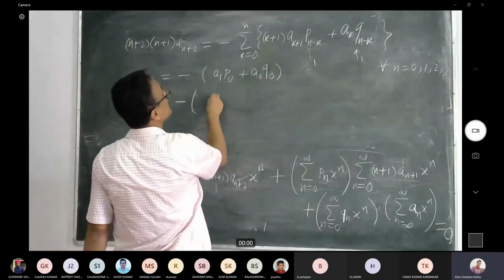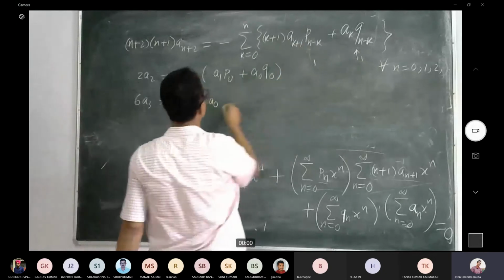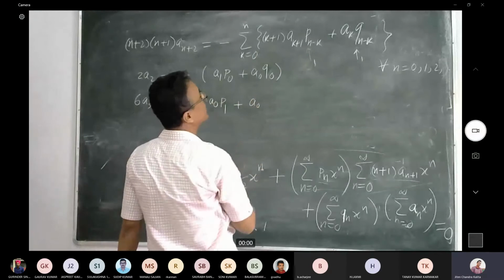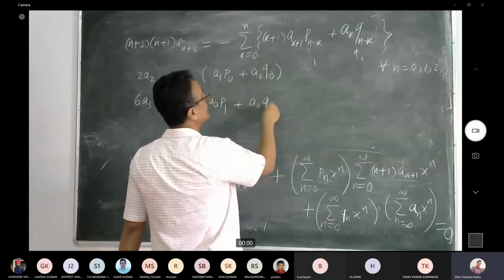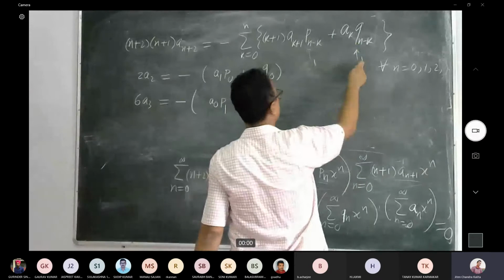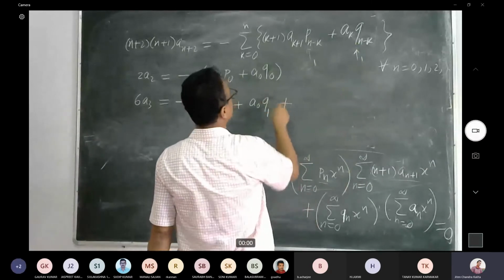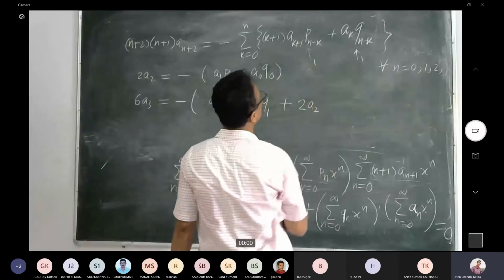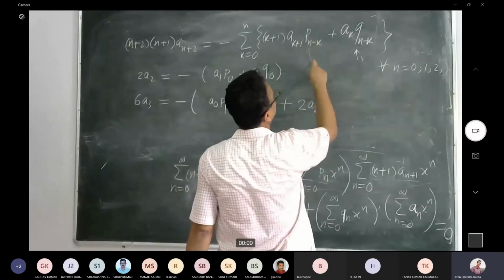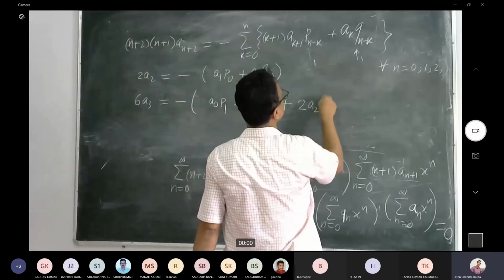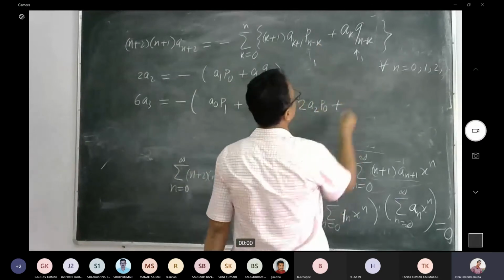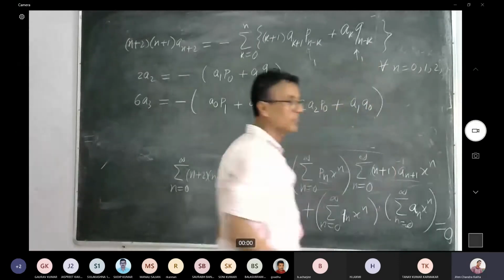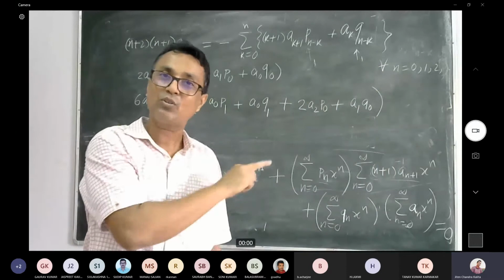This is going to be a naught, then p1, right? And then this is a naught, then q1, because n is fixed. Okay. So then plus when k equal to 1, this is 2 a2, and then n is already 1, k is 1. So this is p0, and then a1 q0. Have you understood how to go about it?